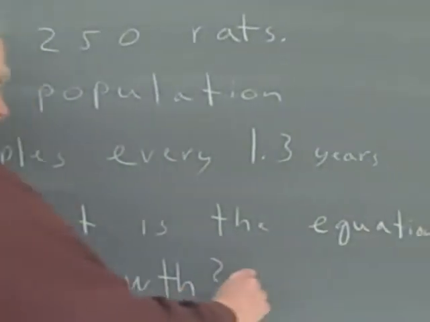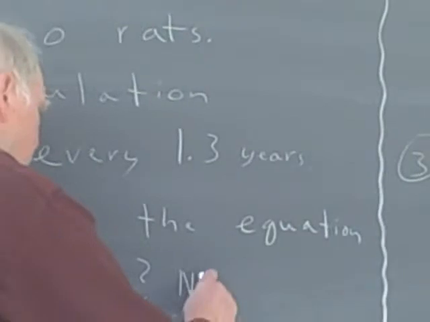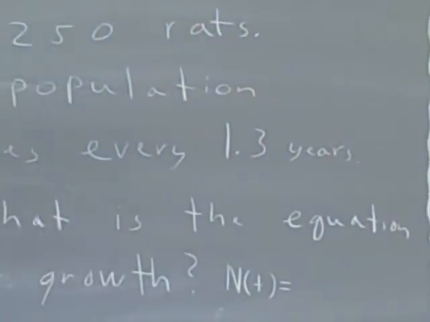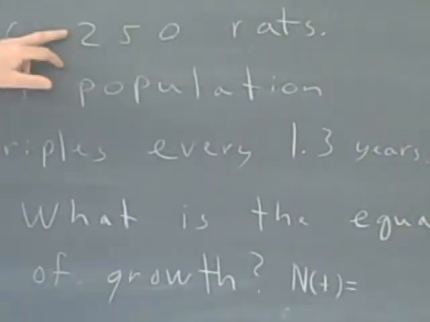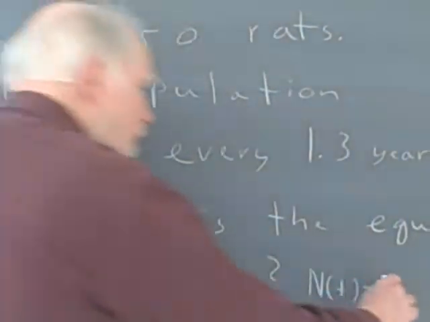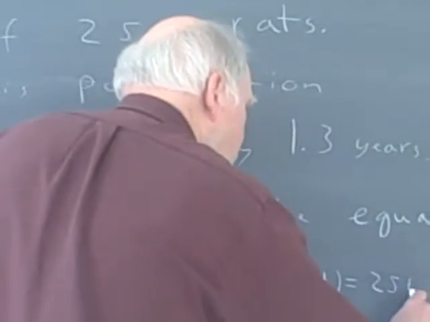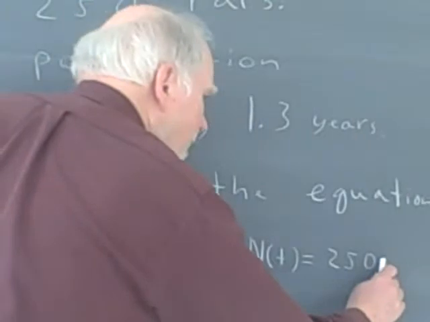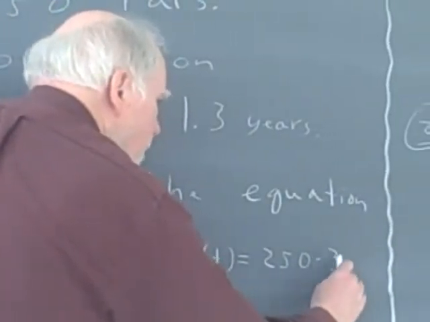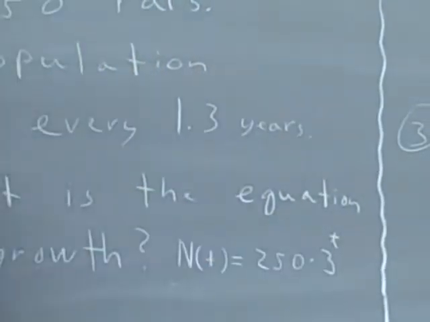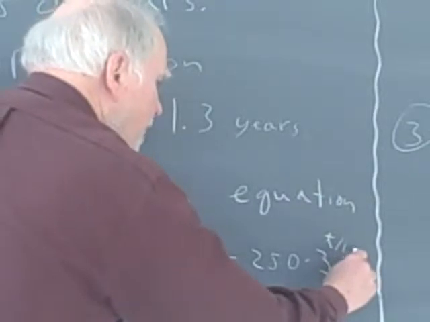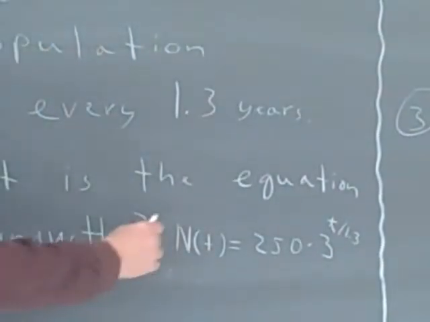That means I want to get something like n of t, the number at any time t, and I want an equation that describes the growth of these rats. Okay, what you do is you start out with the number you start with, and you write that first, 250. Then times, since it's tripling, it's going to be 3 to a power of t over how often it takes to triple, 1.3, so I put 1.3 underneath the t. And that gives me the equation of growth.